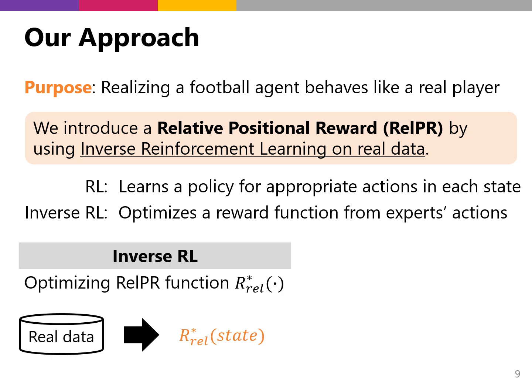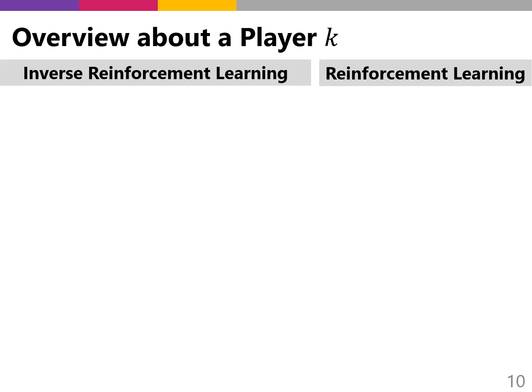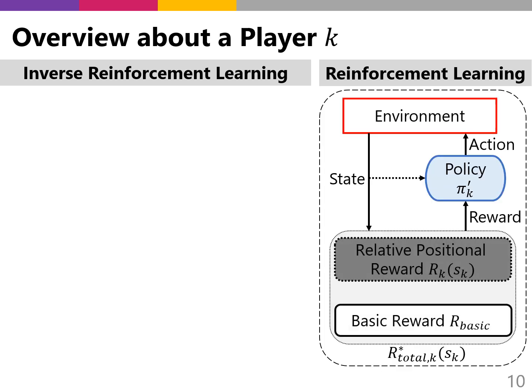In our approach, at first, we optimize a relative positional reward function by using real data. Then, without any sampling, the reinforcement learning model is solely trained on the sum of two rewards. One is the reward estimated from the relative state, and the other is the basic reward. I will explain the outline of our method for a single player. Reinforcement learning is usually done in this way, and our method is to add a new reward to it.